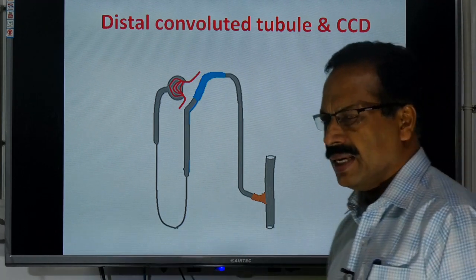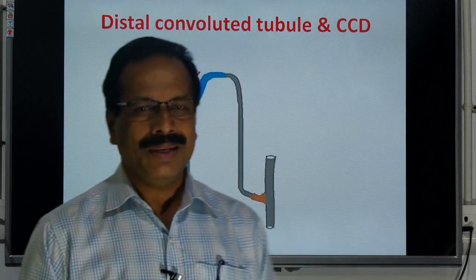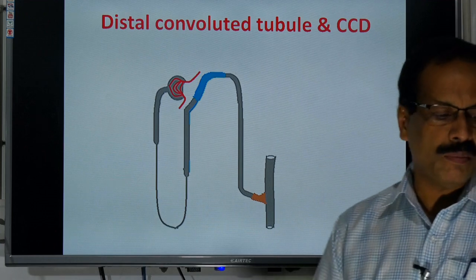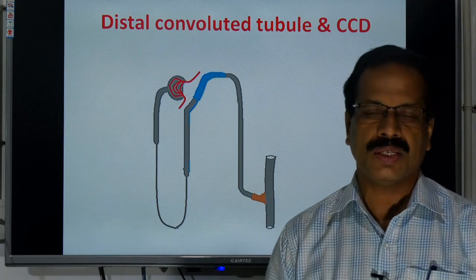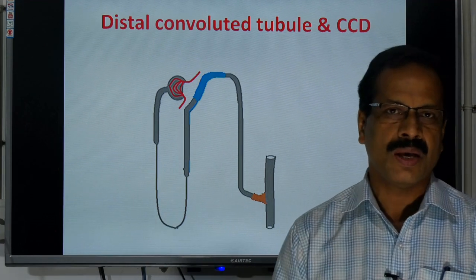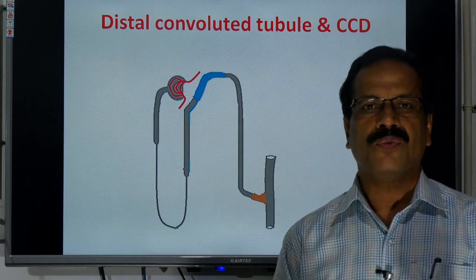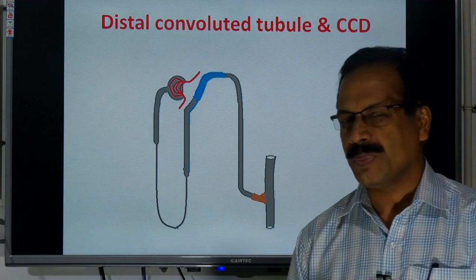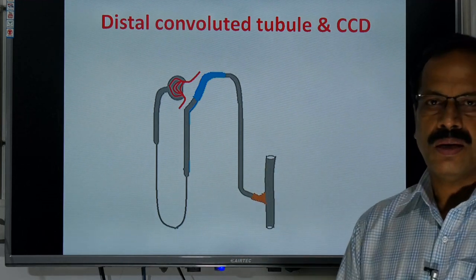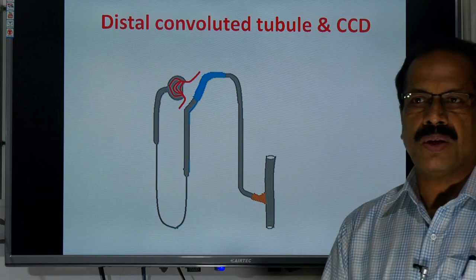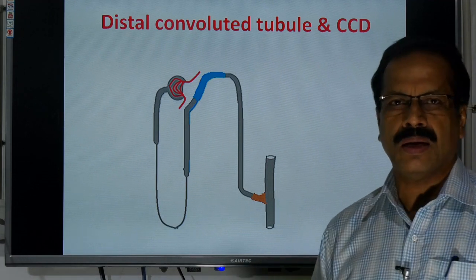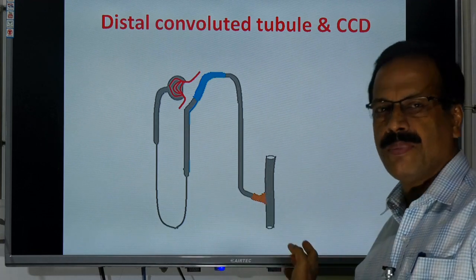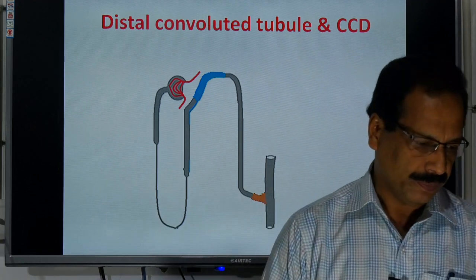And recently, the insight gained from the Mendelian disorders of blood pressure and electrolyte imbalance, as well as studies using genetically modified organisms and gene cloning of the various regulatory factors or channels present in this part of the nephron, has given us so much information, and now we know quite a lot about the processes happening in this part of the nephron.